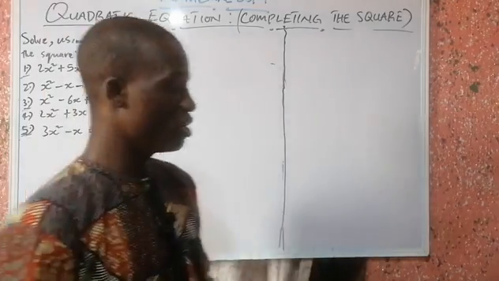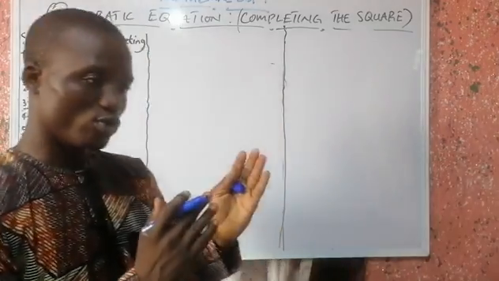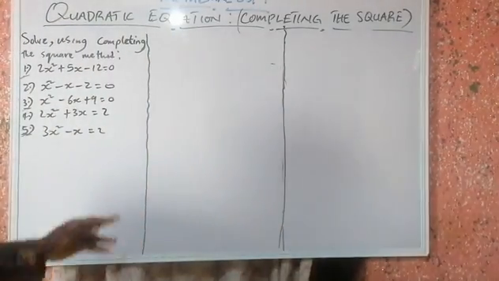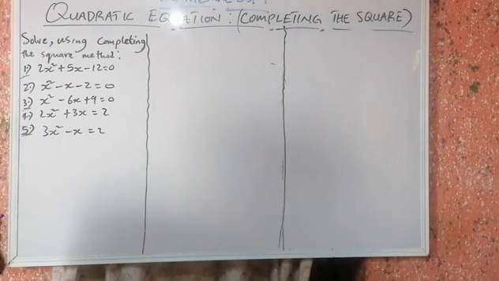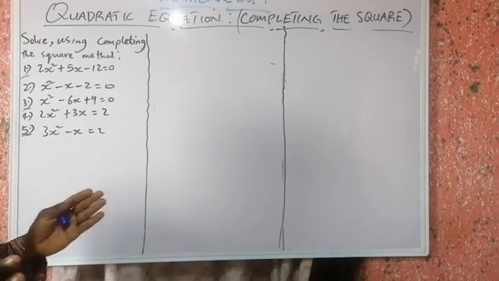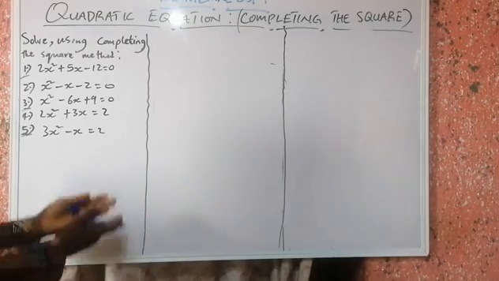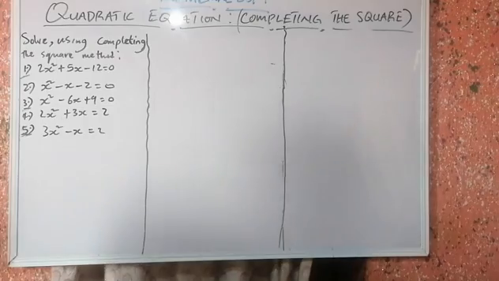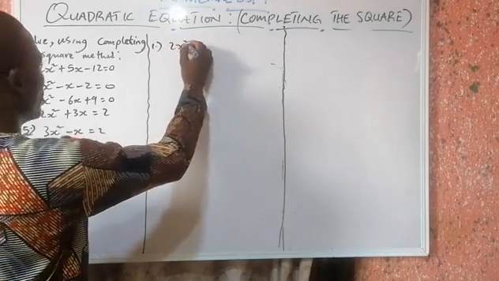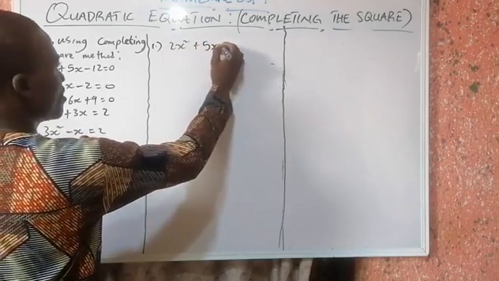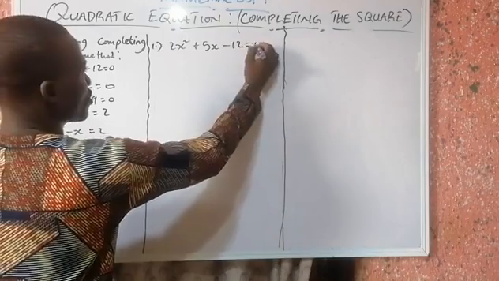Or you can actually use the factorization method, to just practice with it while you look at how I solve using the completing the square method. And you will see when you compare the answers, they must be the same. So let's get started with the completing the square method. So number 1, 2x squared plus 5x minus 12 equals 0.